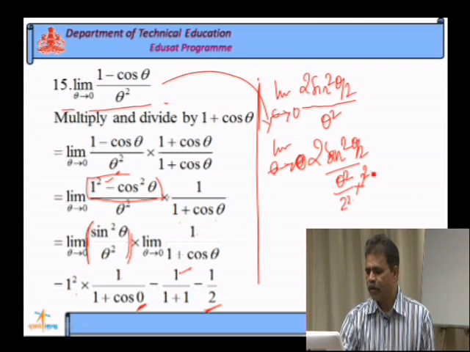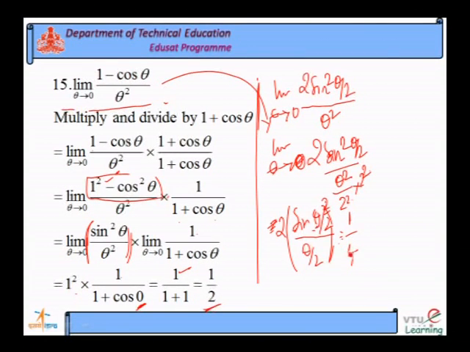This 2 is taken outside, sin of theta divided by 2, whole divided by theta divided by 2, whole square, and this is 1 divided by 4. So, this is also what? It is 2 into 1 by 4, the answer is, this is taken as 1, into 1 by 2, it is 1 by 2 only.